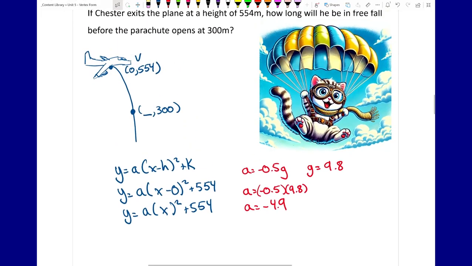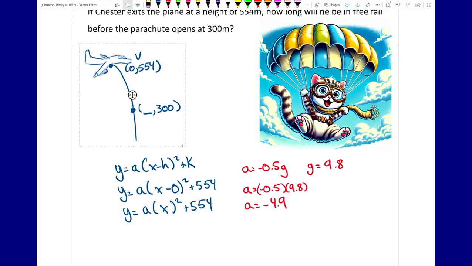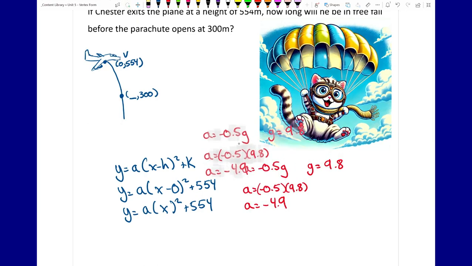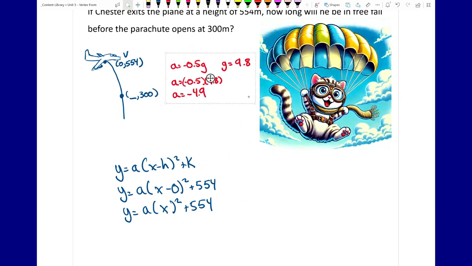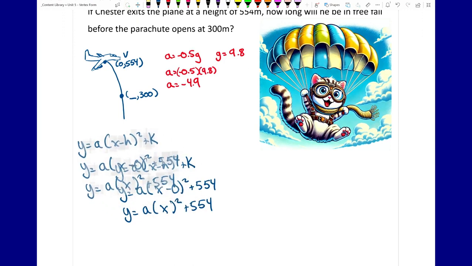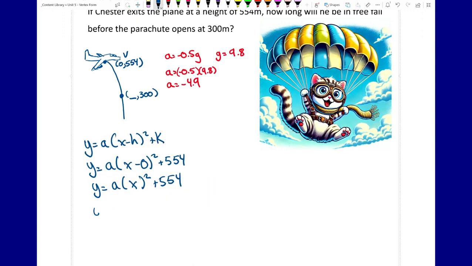So that means our general equation, let's shorten this up a bit and move some of this around just for space, is y is equal to negative 4.9 x squared plus 554, keeping it consistent with x and the square on the outside. Now what we're going to have to do is look for when the height equals 300. So we know that h is going to equal 300.